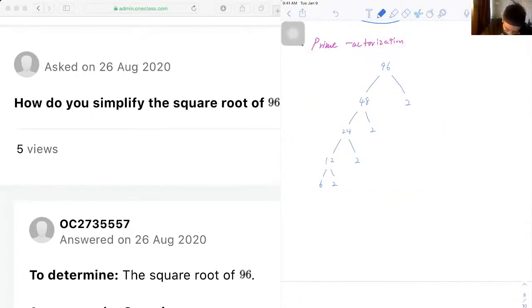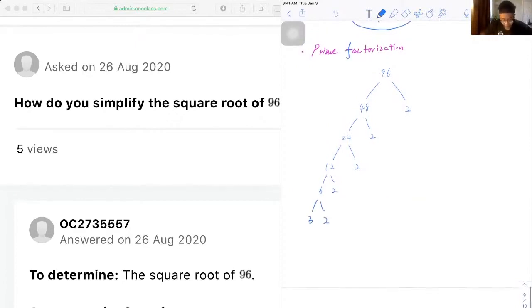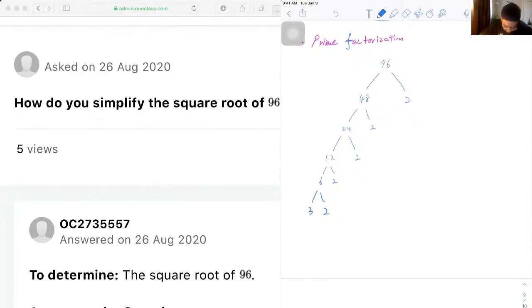Okay, so we know 6 is equal to 3 times 2, where 3 is a prime number and 2 is a prime number as well. So now we are done with the prime factorization. So we just need to write the number at the end of each branch, and then we multiply them together, and we will get our 96.